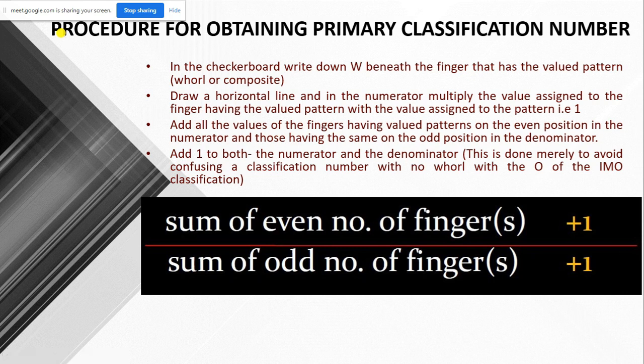Remember, even if you get something like 8 by 16, you do not divide these by the common factor, because this is not a fraction. This is just a value placed above the classification line and below the classification line. So do not ever divide the numerator by the denominator or vice versa and write 8 by 16 as 1 by 2. 8 by 16 is 8 by 16. It is not a fraction.